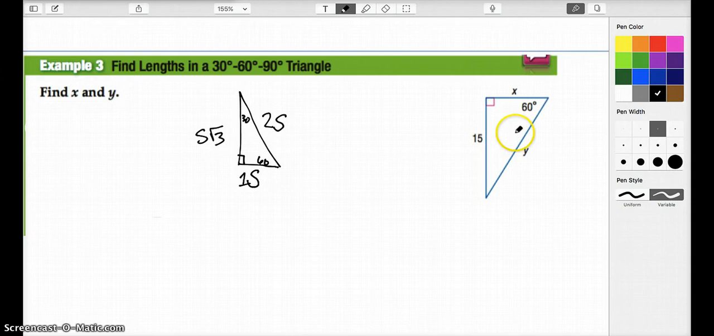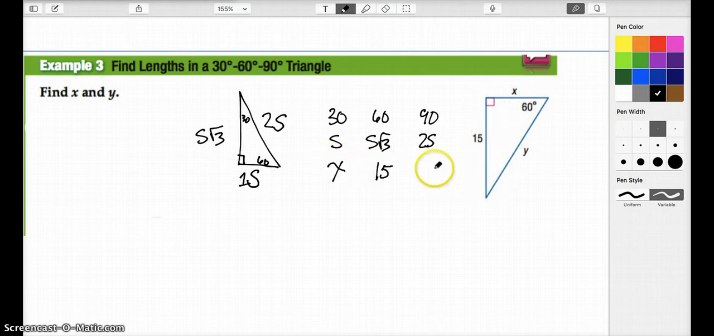All right, so with that in mind, let's see if we can apply the information here. I'm going to do just like I talked about: the side opposite the 30, the side opposite the 60, and the side opposite the 90 can be written like this: S, S root 3, and 2S. Now that I've got that broken down, let me go ahead and see if I can calculate the rest. The side across from the 60-degree angle is 15. The side across from the 30-degree angle is X. And the side across from the 90-degree angle is Y.